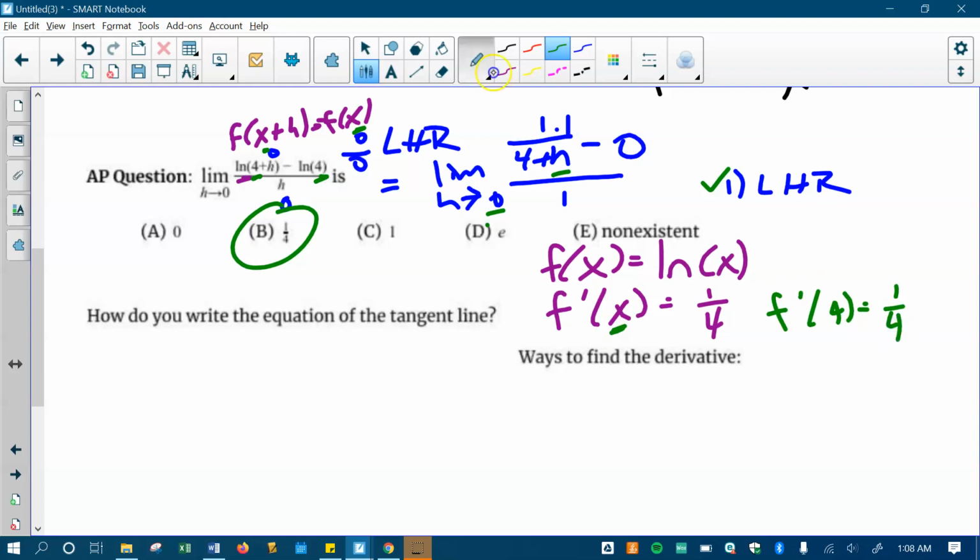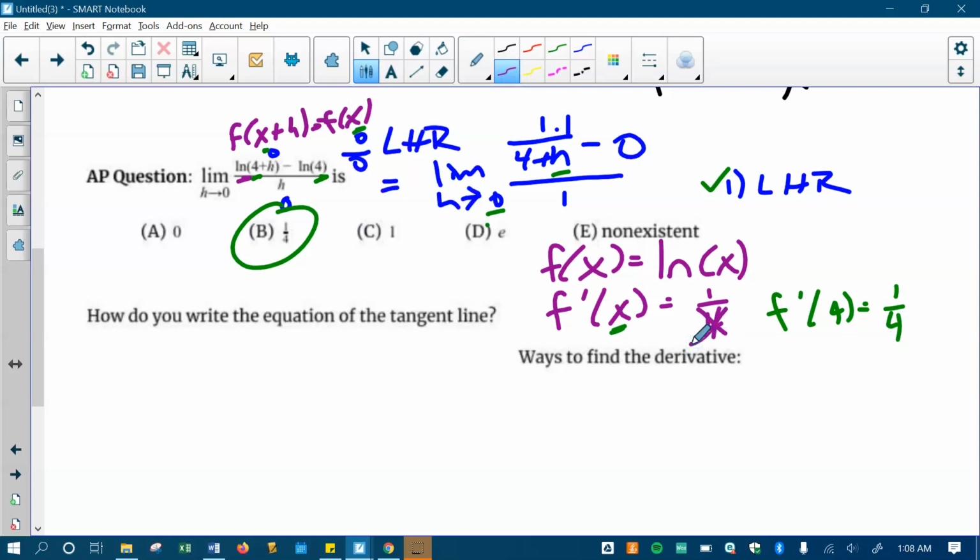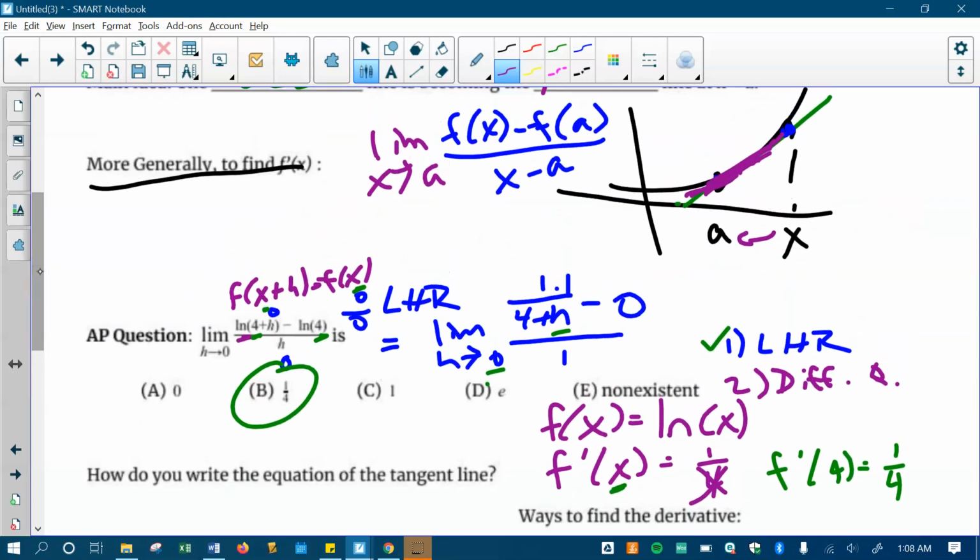And I made a mistake here. I'm sure you probably caught it. I meant to say this was 1 over x. I was just writing 4 down with anticipation, knowing that would be the answer. So there are two ways of getting the derivative here. This would be the difference quotient way. So let's go back up and type how we would find f prime of x.